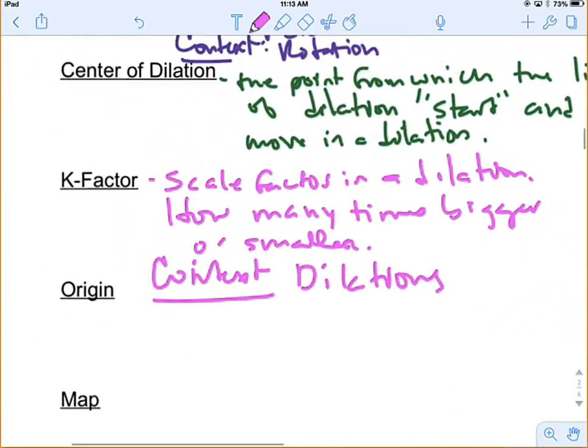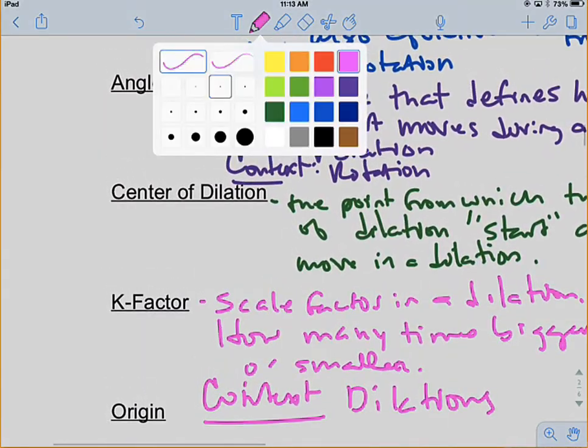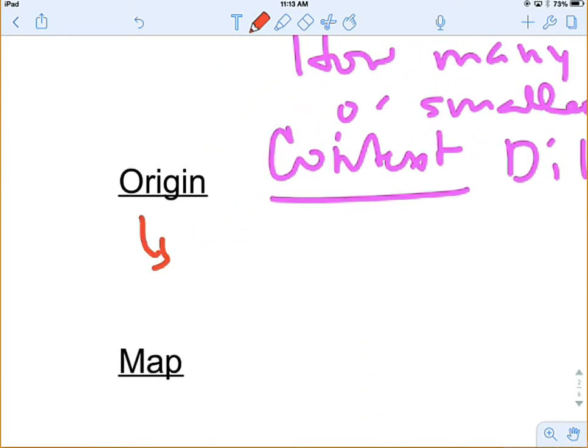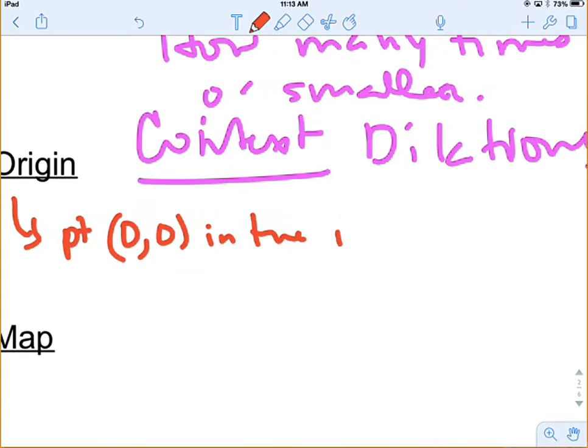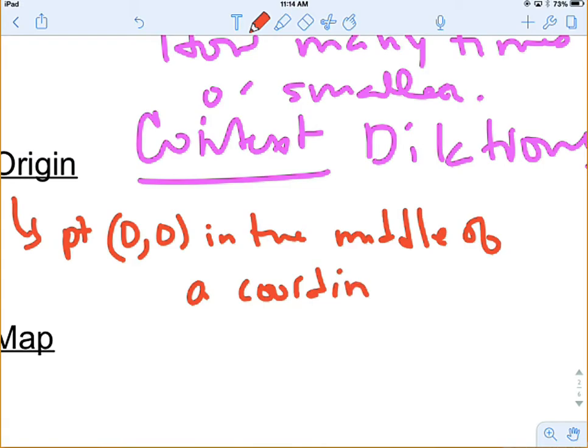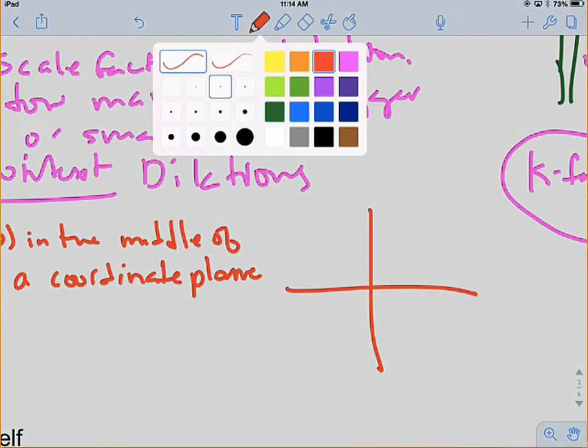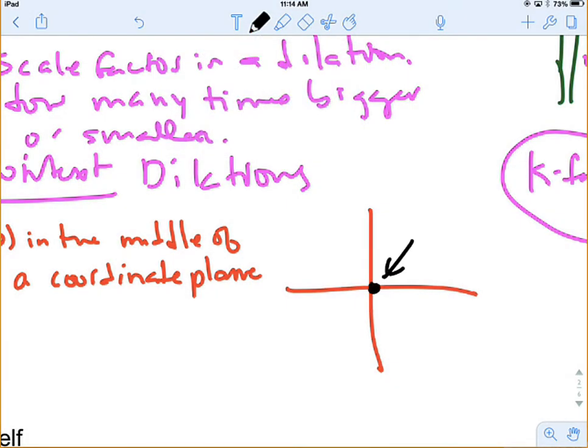All right, so now we have some things that are not specific to any one of these transformations, but just things you have to know. The origin is a point 0, 0 in the middle of the coordinate plane. Okay, so if I have this guy, that is the origin.